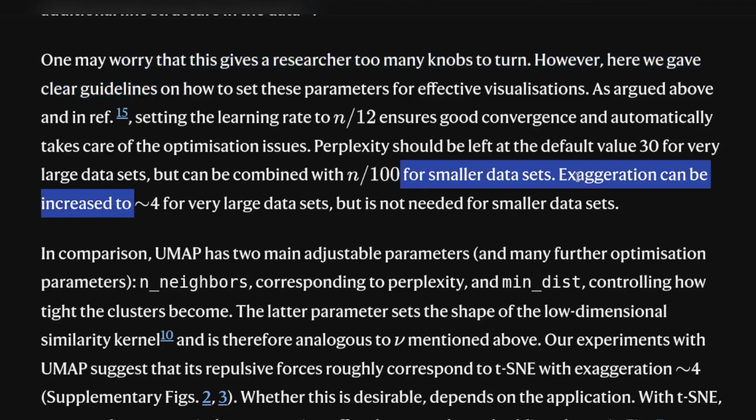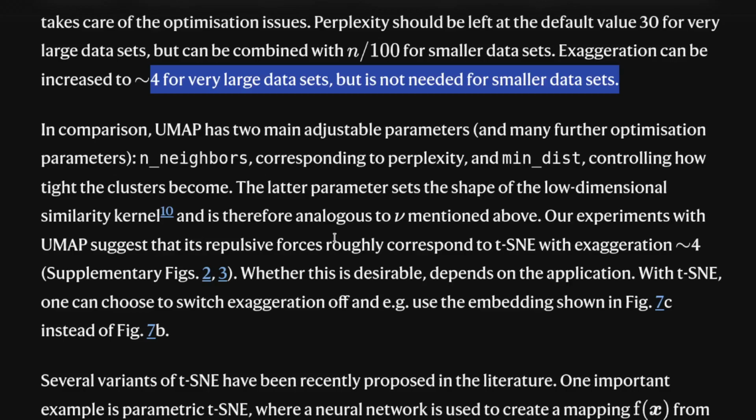In comparison, UMAP has two main adjustable parameters and many further optimization parameters, n_neighbors corresponding to perplexity and min_dist controlling how tight the clusters become. The latter parameter sets the shape of the low-dimensional similarity kernel 10 and is therefore analogous to the kernel width mentioned above. Our experiments with UMAP suggest that its repulsive forces roughly correspond to t-SNE with exaggeration 4. Supplementary figures 2, 3. Whether this is desirable depends on the application. With t-SNE, one can choose to switch exaggeration off and, for example, use the embedding shown in Figure 7c instead of Figure 7b.